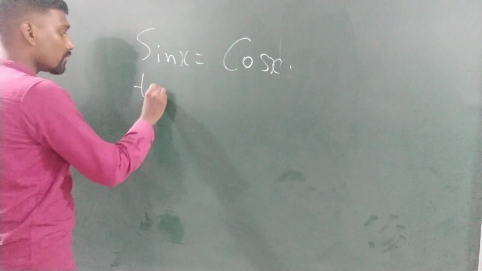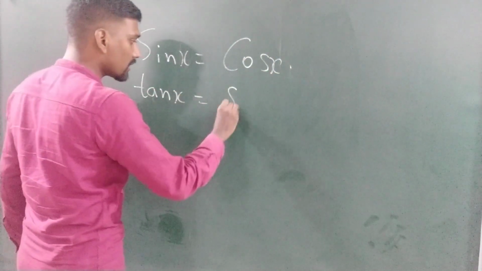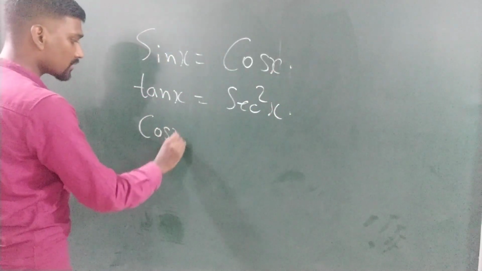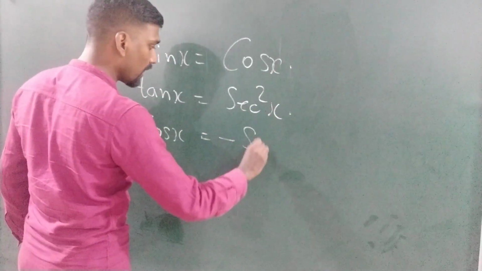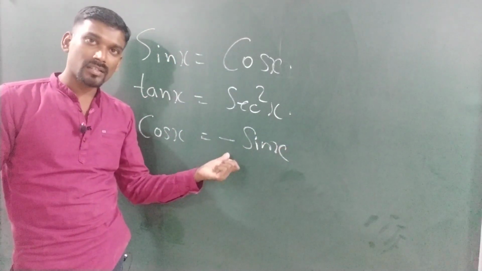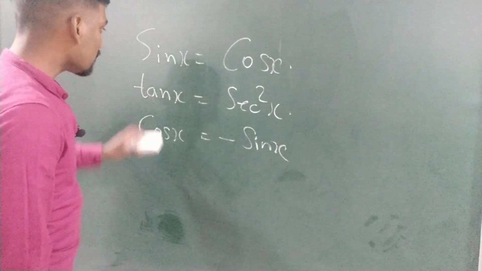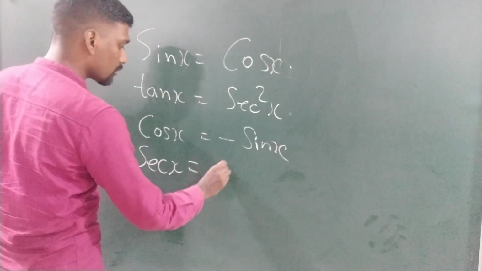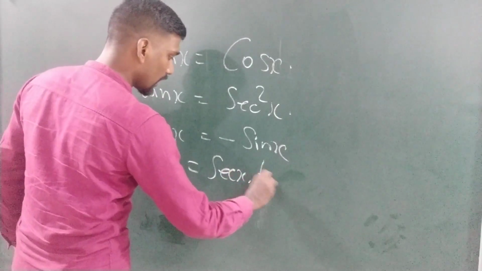What is the differentiation of tan x? The differentiation of tan x is secant square x. And what is the differentiation of cos x? The differentiation of cos x is minus sin x. Most of the time, candidates make mistakes here with the negative sign, minus sin x. And the differentiation of secant x is equal to secant x into tan x.